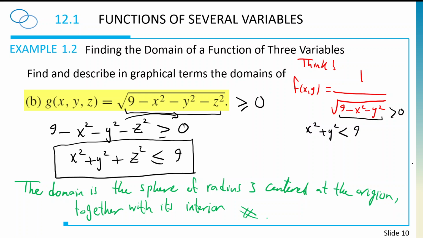So if I need to describe this domain, it should be the circle of radius 3 centered at the origin together with its interior, or the interior only. What do you think? There's no equality. So how can I describe it? I'll say the domain is the interior of the circle of radius 3 centered at the origin.